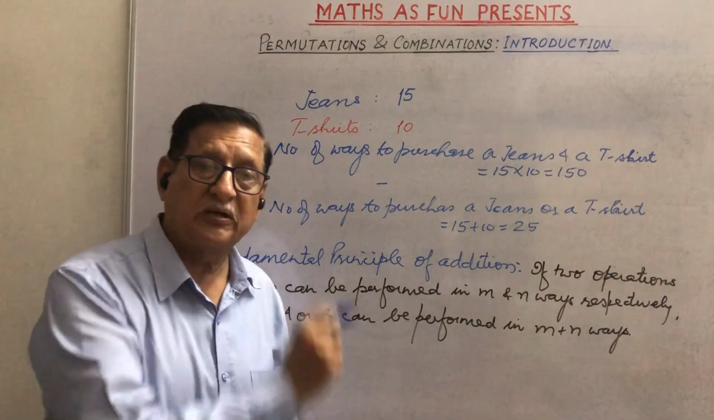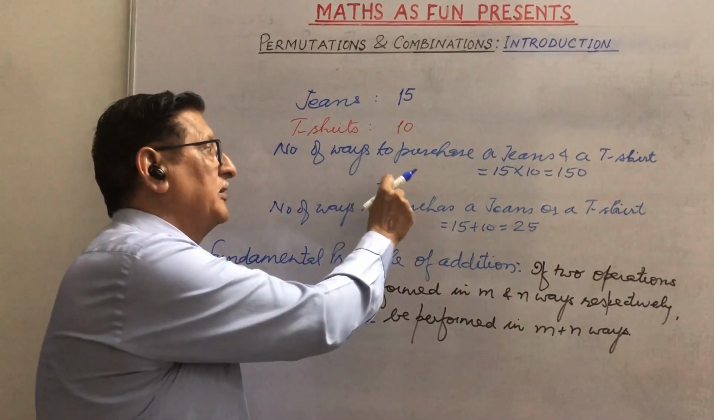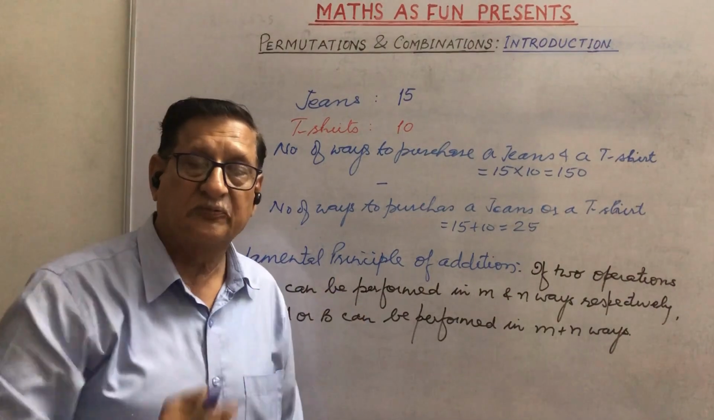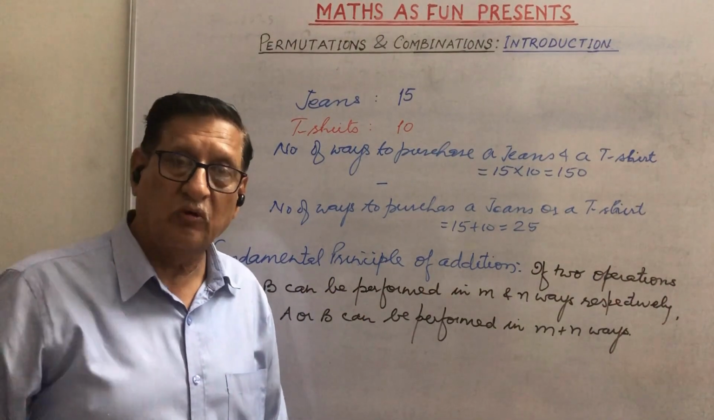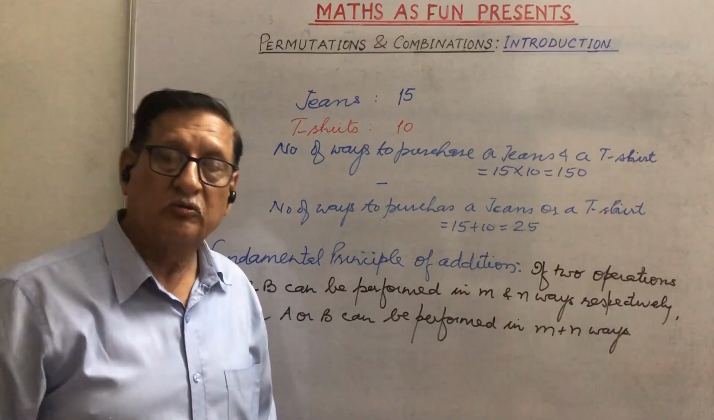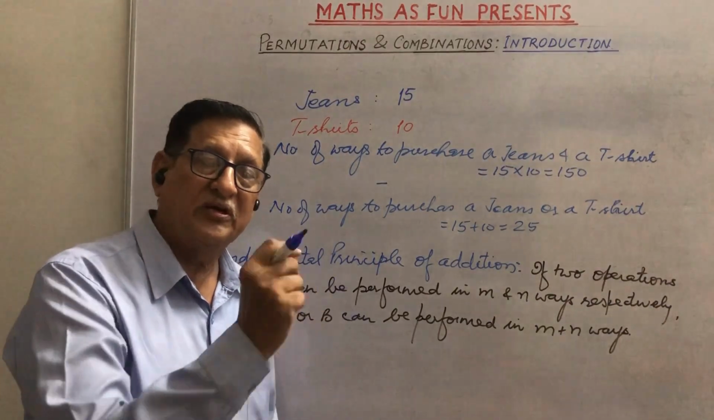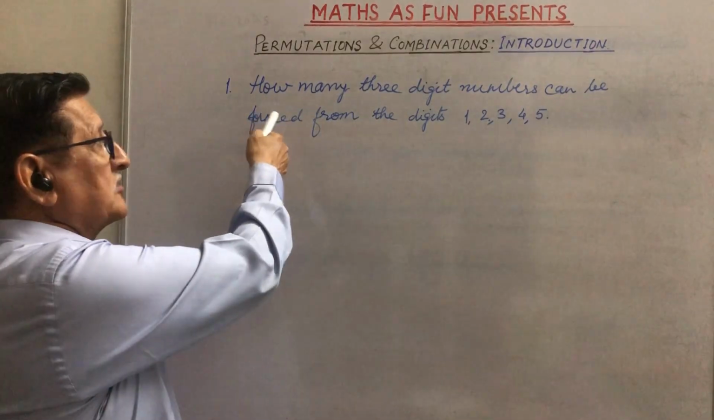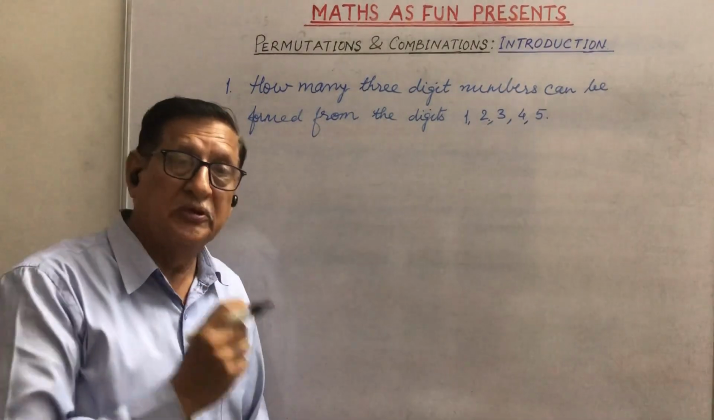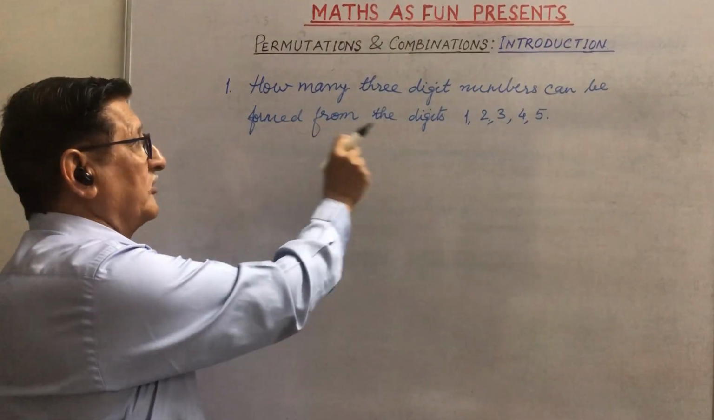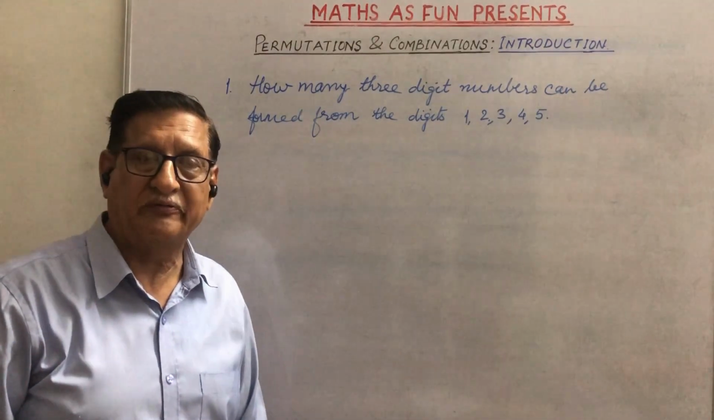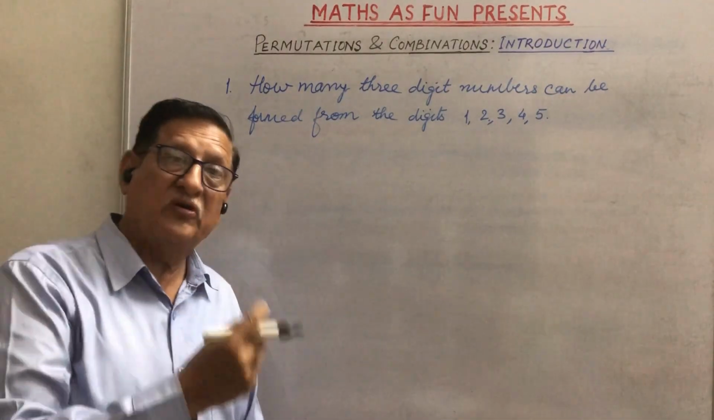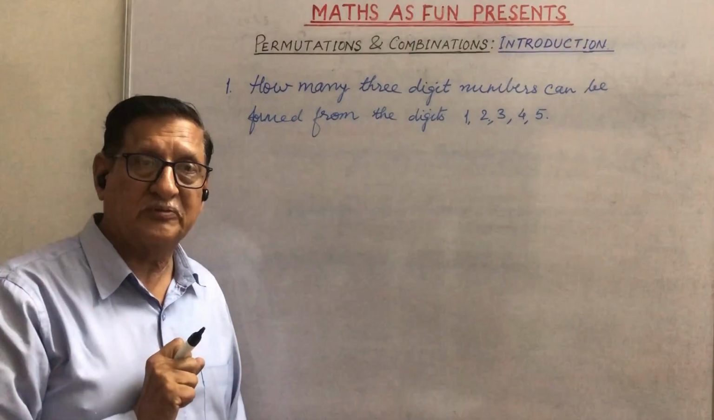So I think this must be clear to you now, what the fundamental principle of counting and the fundamental principle of addition are. We'll go for some examples now to understand this more, in what way we can apply them in the problems. We discussed now one example, that is how many 3-digit numbers can be formed from the digits 1, 2, 3, 4 and 5. We have been given 5 digits and we have to form 3-digit numbers from that.